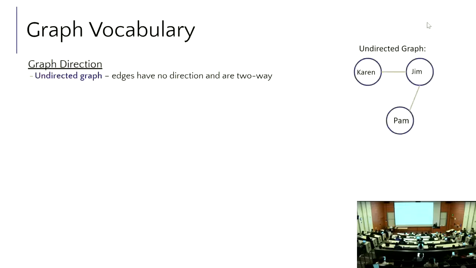So there we go. We've got an undirected graph, like Karen is connected to Jim just as much as Jim's connected to Karen. And same thing with Pam. Sorry, Kim and Pam and Karen. So there's how we might represent those two sets.